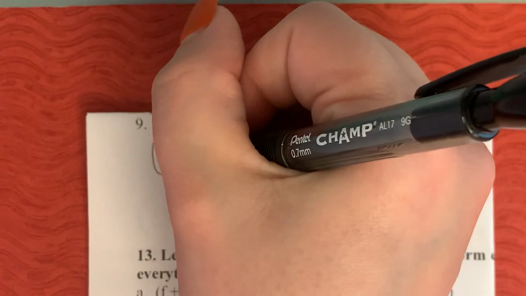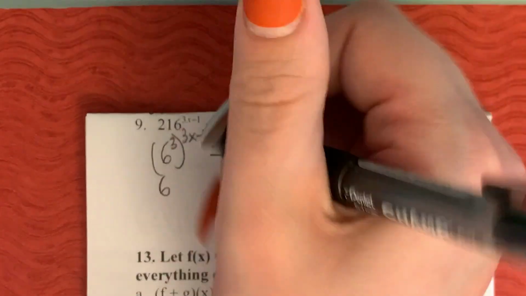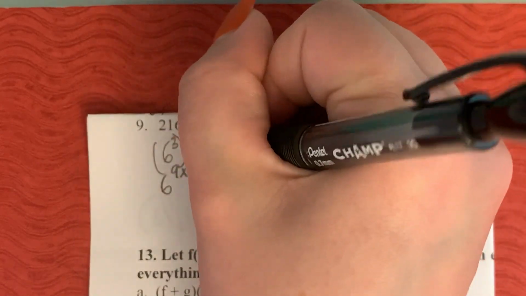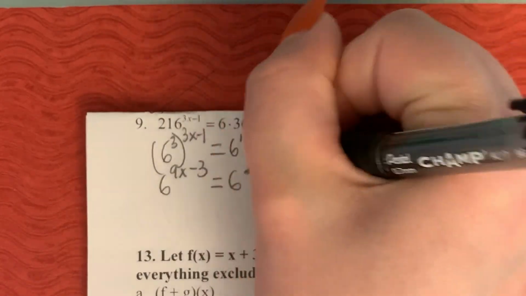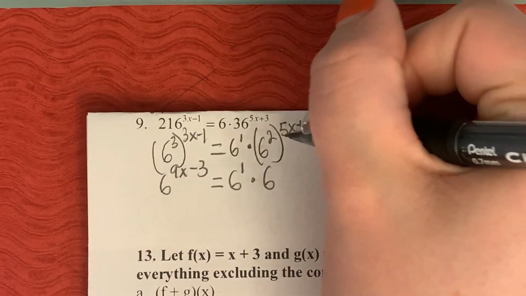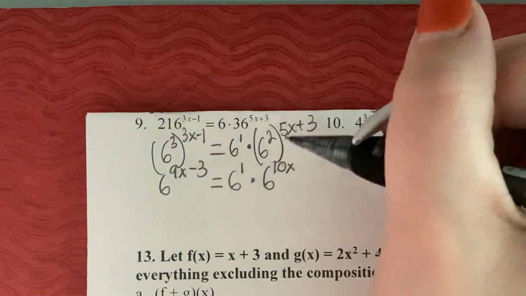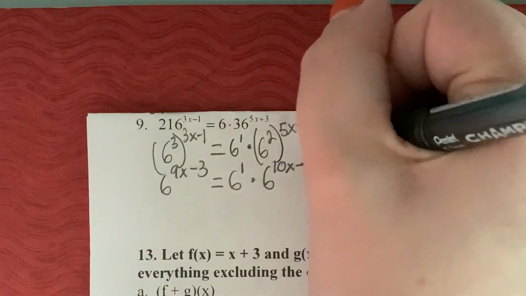Okay, so on the left side, that'll become 6 to the 3 times 3x, which is 9x, and 3 times -1, which is -3. It's equal to 6 to the 1st times 6 to the 2 times 5x, which is 10x. I knew the lights were going to go off. 2 times 3, which is 6.